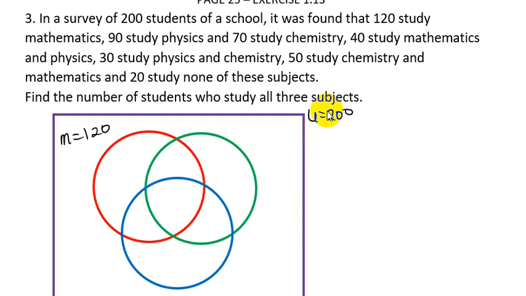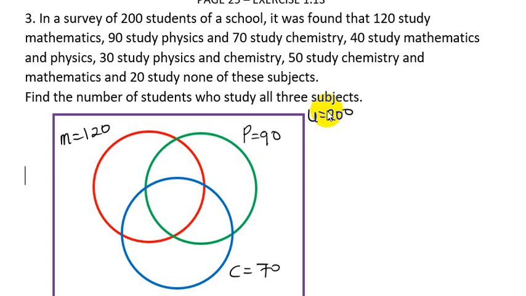Now 90 study physics. So let's use the green for physics, P, that's giving us 90. And chemistry, C, is also giving us 70. Now we are also told that 40 study maths and physics. So maths and physics is green and red. Maths is red and physics is green. So the overlap is formed by green and red.